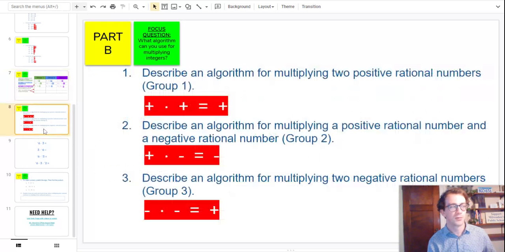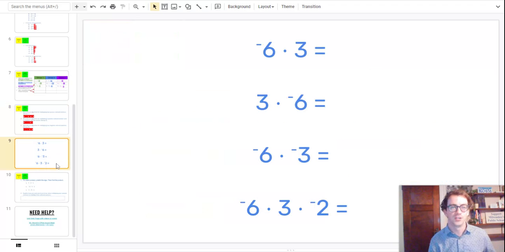Let's write those down in part B in a way that we can use symbols so it's super simple to remember. Remember, group 1 is positive times positive, gives us a positive product. Group 2 is positive times negative, gives us a negative. And group 3, negative times negative makes a positive product. Pretty straightforward, right? Let's try using these algorithms and maybe extending it so that you always know how to follow the rules to multiply integers.